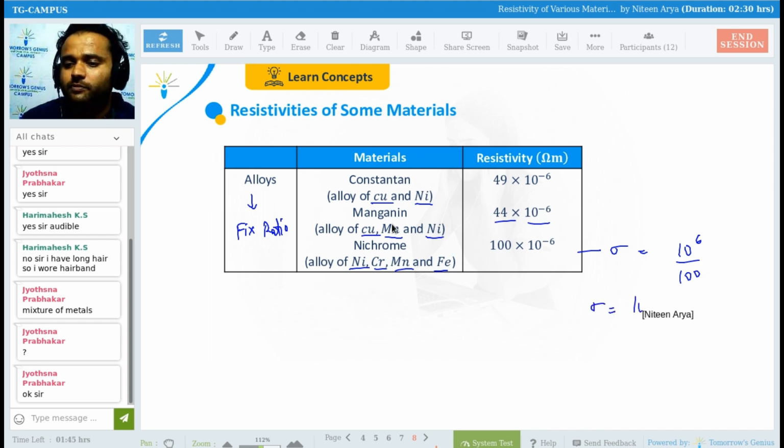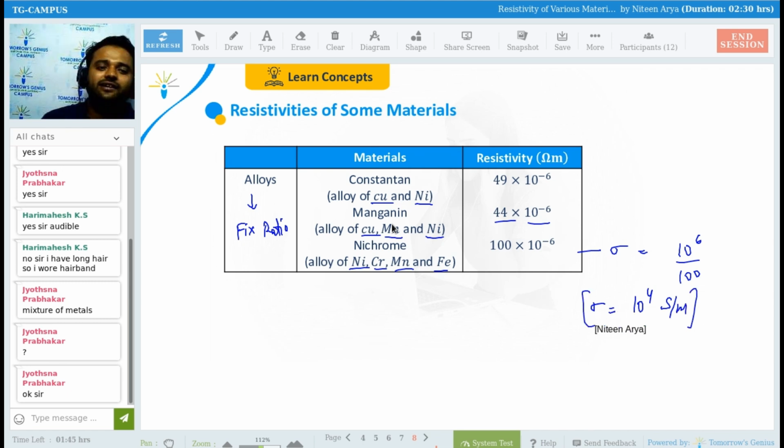So which is 10 to the power 4 Siemens per meter, because that is divided by 100. So that is an easy one. Clear everyone? So still it is very high. You can see that is the least, but it is very high, even being the least, even being the minimum also.